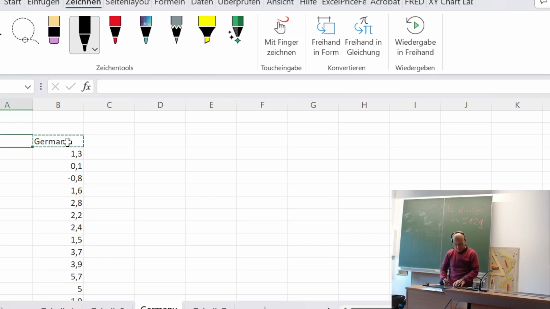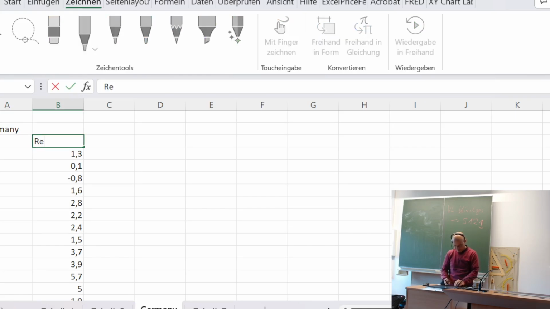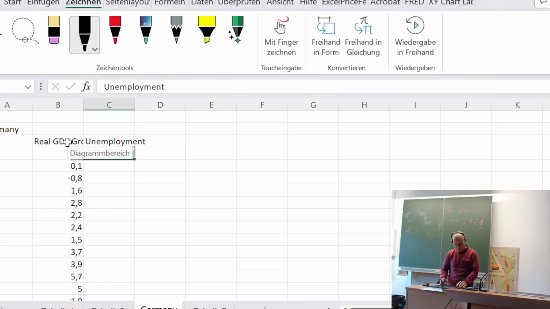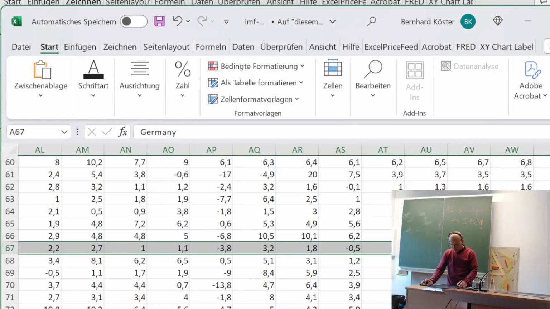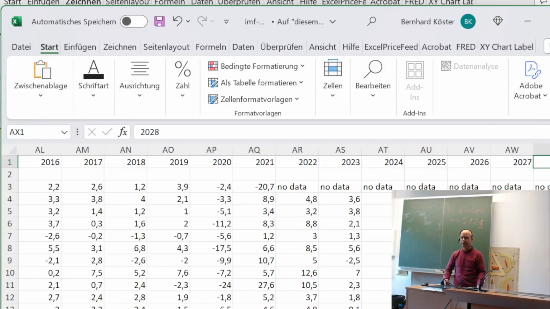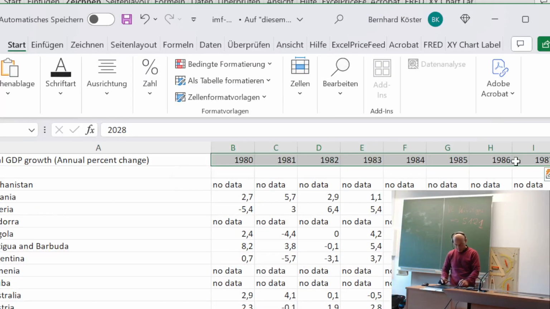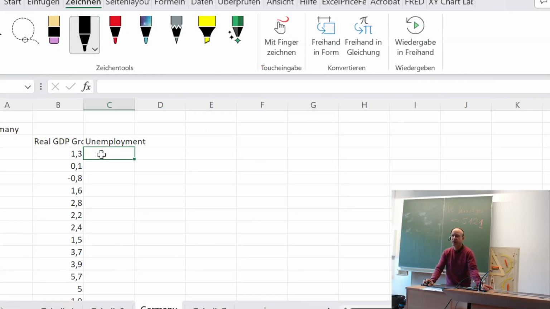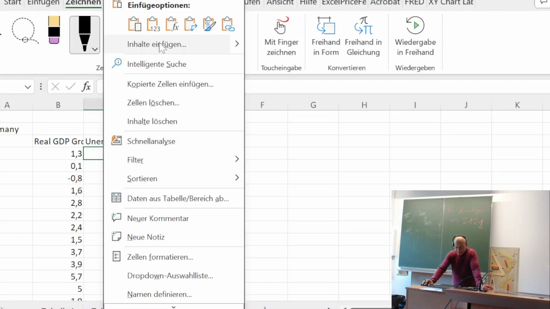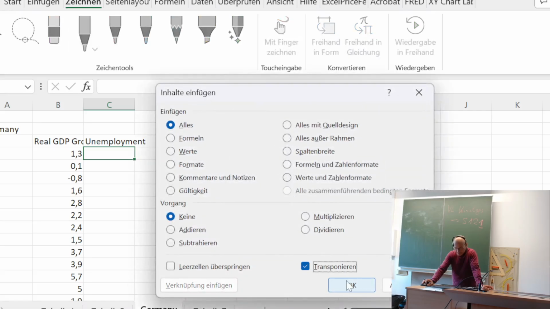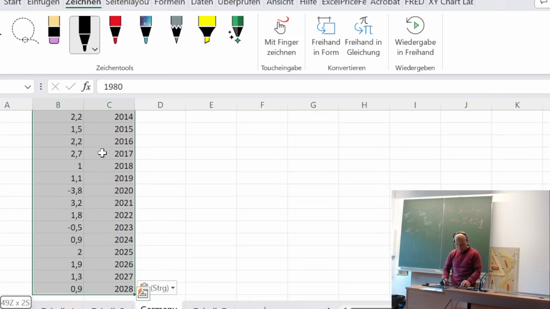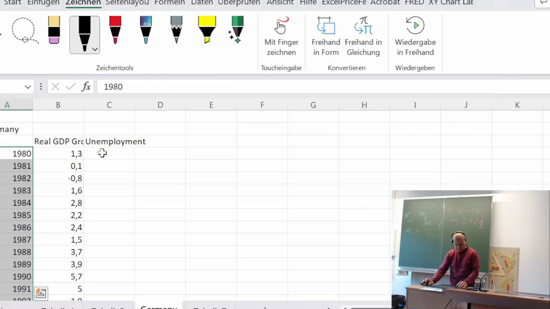So this was real GDP growth and unemployment. So here you have to be careful, because you also get a forecast. But you should then use, of course, only the data until 2022. Oops, this was wrong. This we need here.